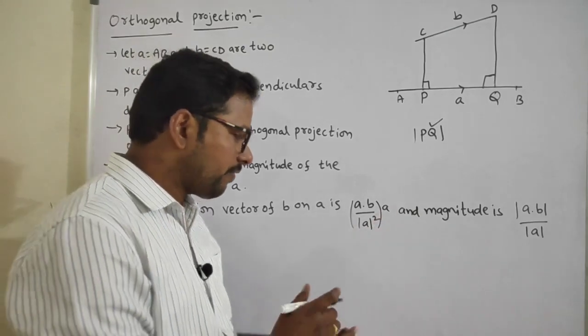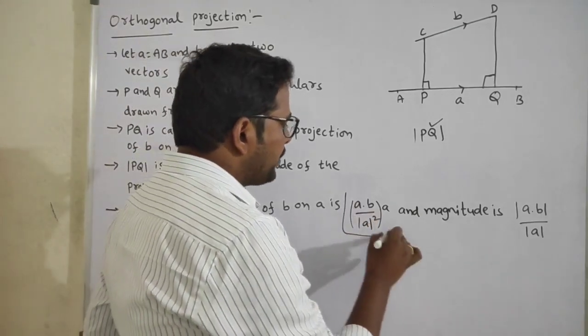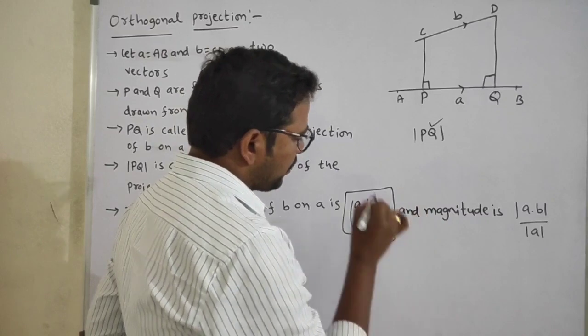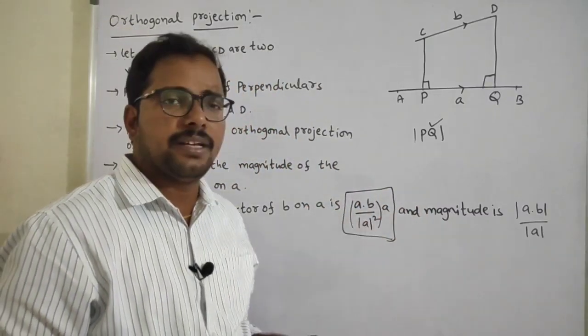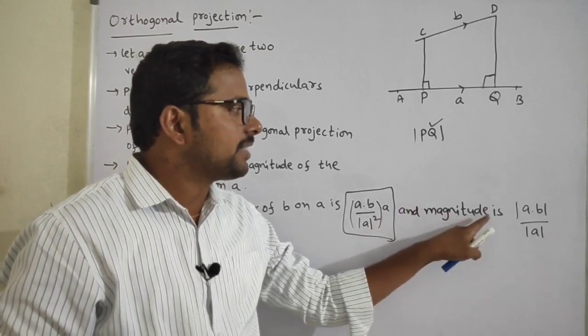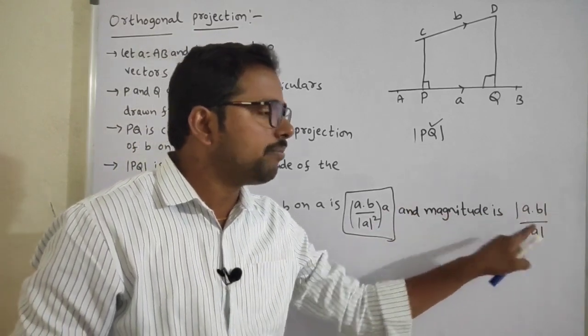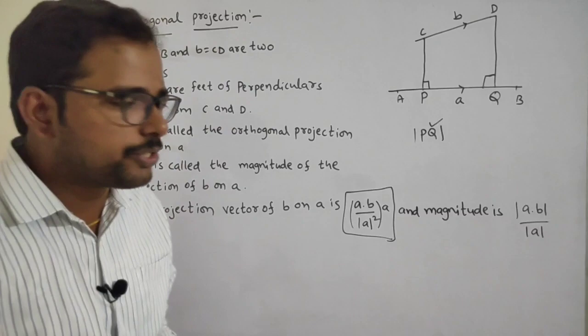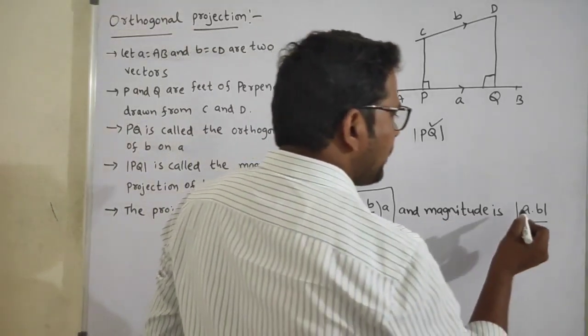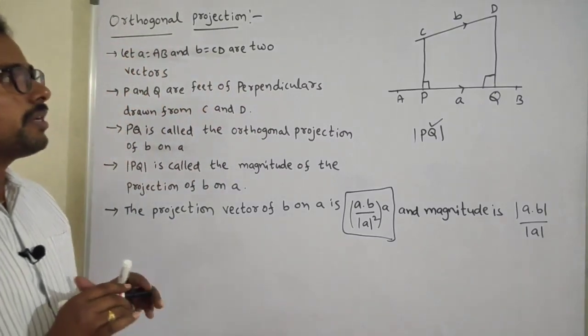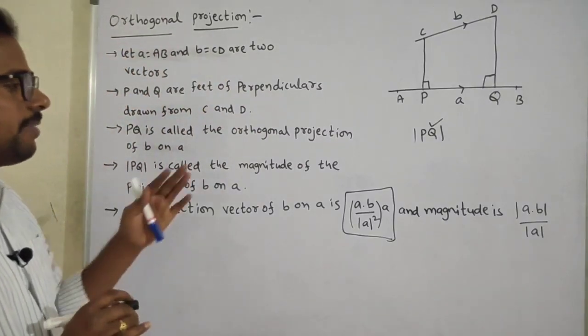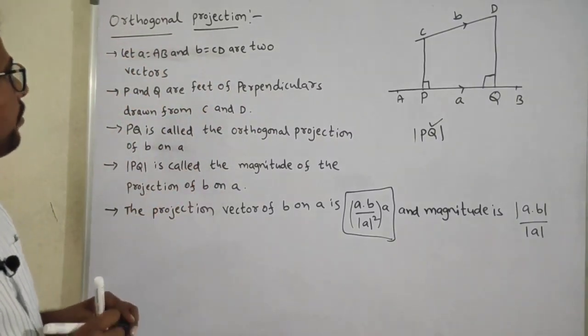This is a very, very important formula. We use this formula to solve the problems in the exercise. A dot B by modulus A square into A, and its magnitude is modulus A dot B by modulus A. This is the orthogonal projection vector and its magnitude. Okay now?